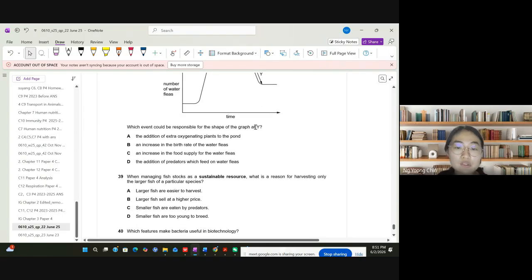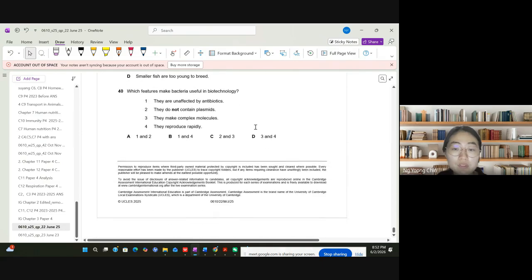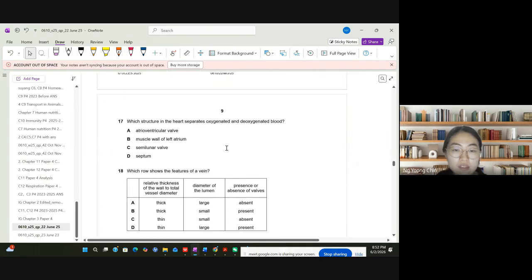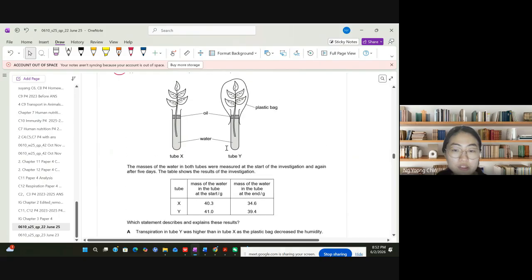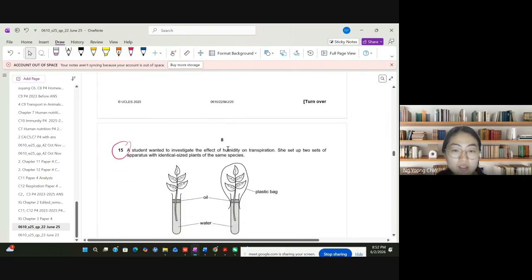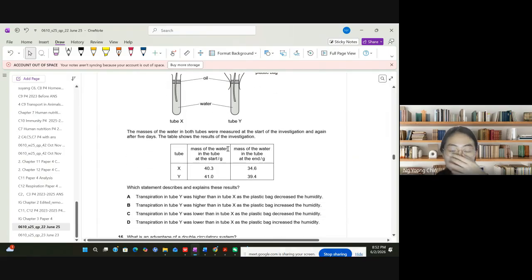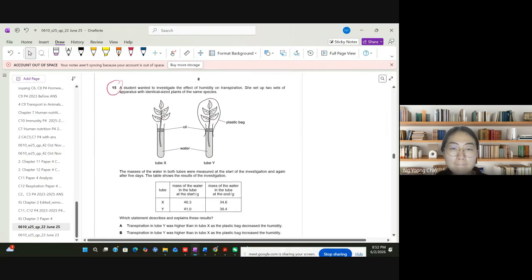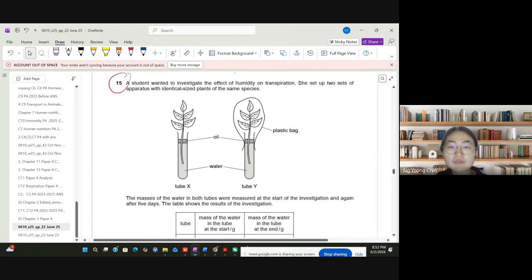So that's why you can try to do paper 2, and any kind of question which is indirect. Question 15 also. You want to try 15? Okay, have a try on 15.